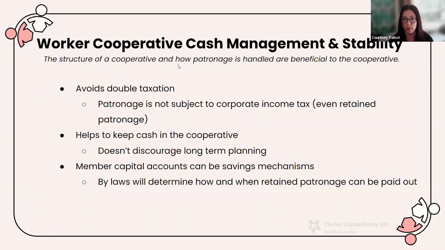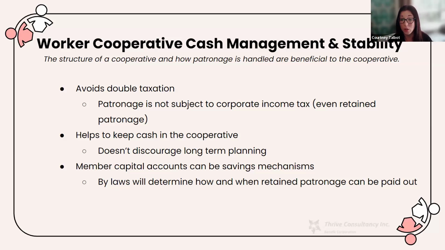Worker cooperative cash management is critical. Worker cooperatives, just like other businesses, need to be profitable. And so the structure of how patronage is handled is really beneficial to the business, to the cooperative. It avoids double taxation because patronage is not subject to the corporate income tax. It's at some point deductible to the co-op, whether that is because it was cash or because they paid tax on it and then it was retained and they got a tax break when that was finally distributed. So either way, it really is tax beneficial to the cooperative.